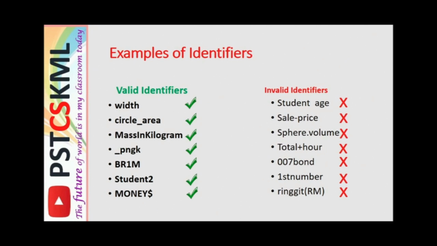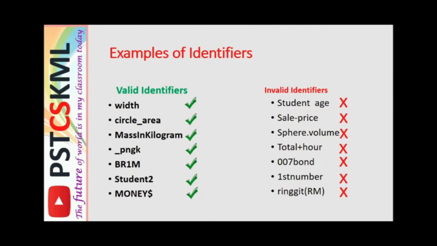Okay, for the invalid identifiers: student age, it must use an underscore, it cannot have a space. Sale price, the character is invalid. Sphere.volume, the character is invalid. Total+hour, the plus is an invalid character.